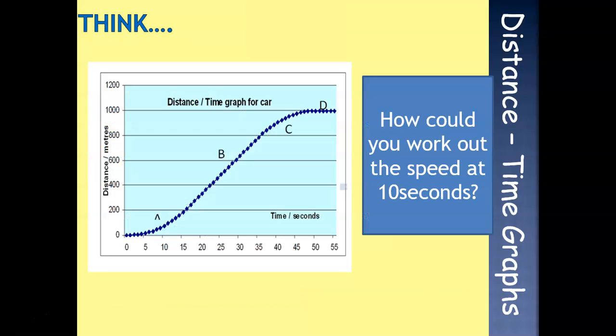Okay, how could we work out the speed at 10 seconds here? We know the car's accelerating at A, but how can we work out this instantaneous speed? At B it would be easy, we'd just take the gradient, but at A the gradient's changing. What we'd do is, we would draw a tangent at 10 seconds. A tangent is a line that is touching that which is almost the same either side of the line. Draw that tangent, use it to draw a triangle, get your values from your graph. That would be 200 divided by 17 seconds gives us a speed of 11.8 meters per second.